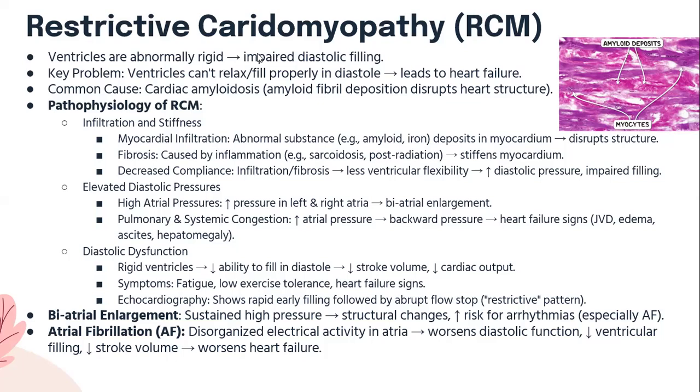Next, fibrosis. So the inflammation process, such as those seen in sarcoidosis or post-radiation therapy, leads to myocardial fibrosis. This fibrosis also contributes to the reduced compliance of the ventricles.